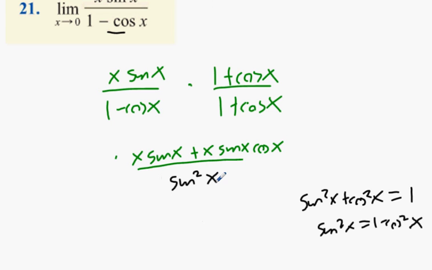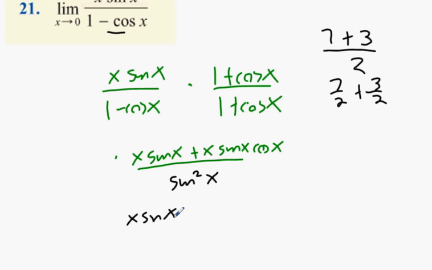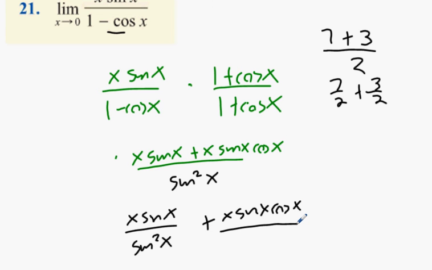Now, rules of adding fractions. I did this earlier: 7 plus 3 over 2. What could I break that up into? And you can see that I'm going to do exactly the same trick here. I'm going to have x sine x over sine squared x, and then I'm going to have x sine x cos x over sine squared x.